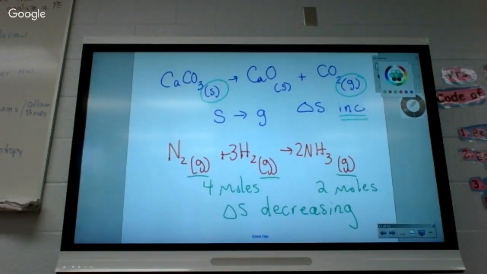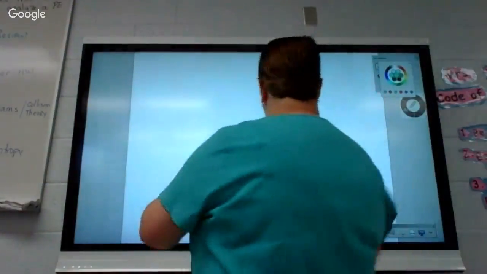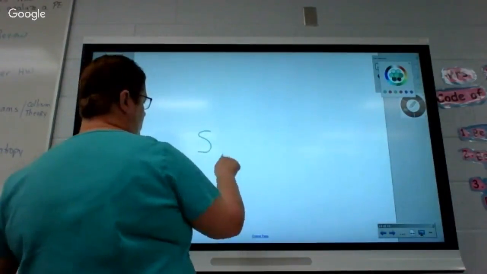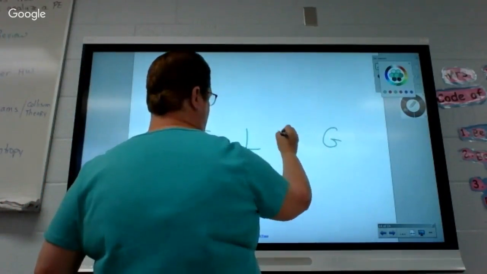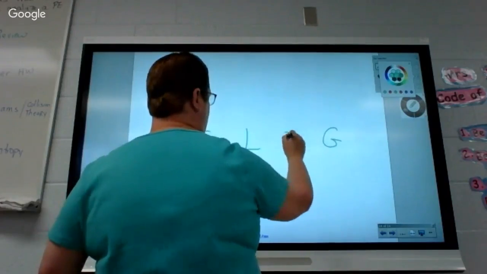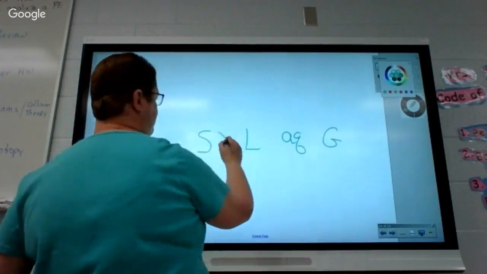I got increasing, all gas. On 7 and 8, they look tricky. I thought 7 goes from aqueous. Where does aqueous fit? I didn't even think about aqueous. It fits between liquid and gas. Aqueous goes there. I was right.